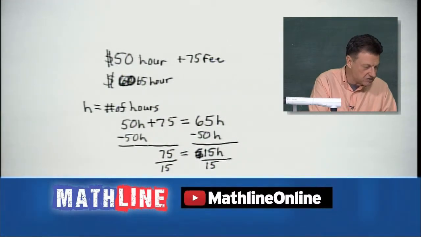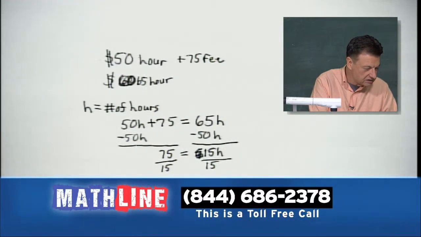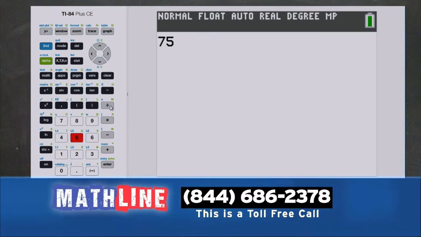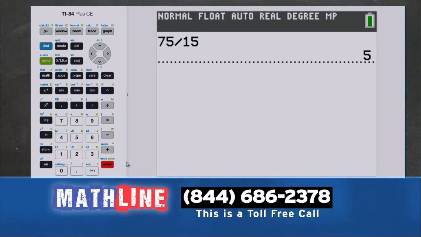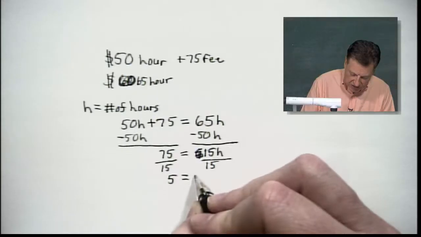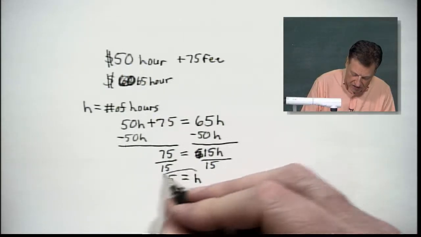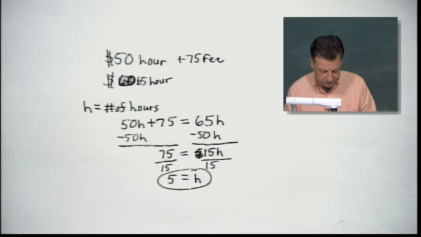And let's see. We'll use the calculator for that real quick here. 75 divided by 15. I have a feeling, are you in Algebra 1 at this point? Is that what you're getting this from? Or pre-algebra? Pre-algebra. So you're allowed to use some calculators after a certain point, I'm sure. So we've got 5 equaling H, and that's the number of hours it takes.